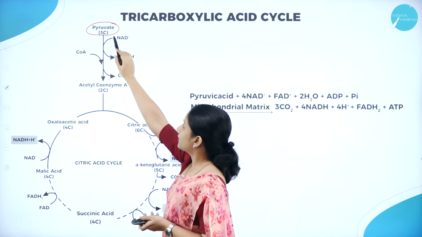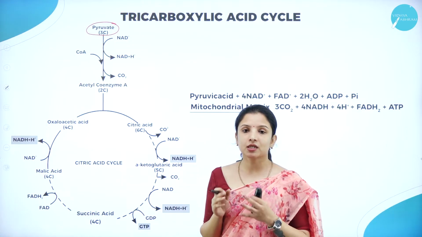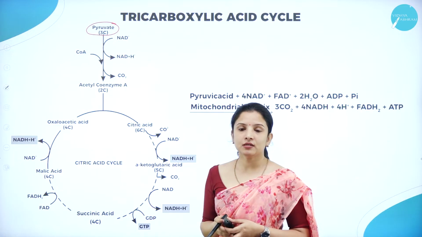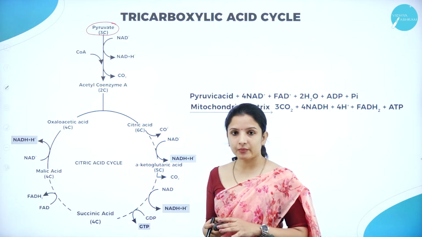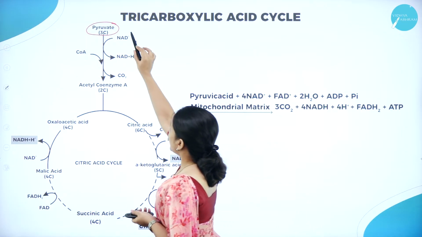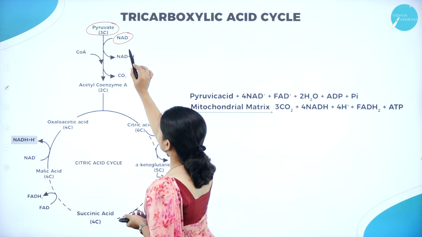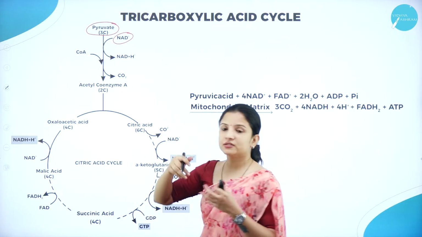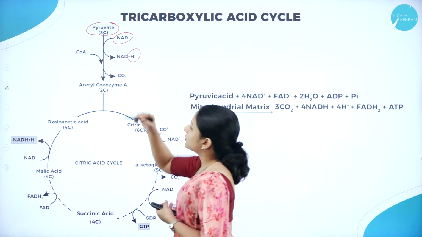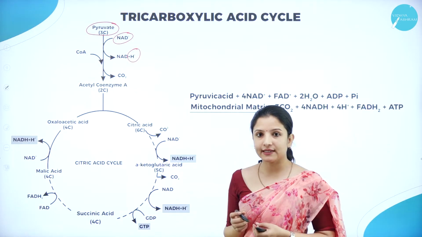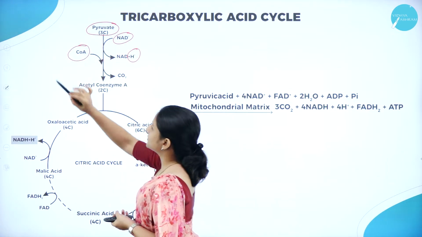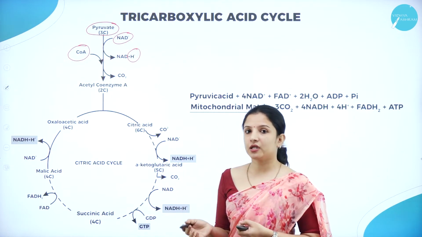So one pyruvate compound, which is a 3-carbon compound, in the mitochondria, that is the inner membrane of the mitochondria, what happens? Here NAD plus is being made use of and converted into NADH, and that releases the hydrogen. Hydrogen is being released from it. In this particular process, a coenzyme A will actually help.